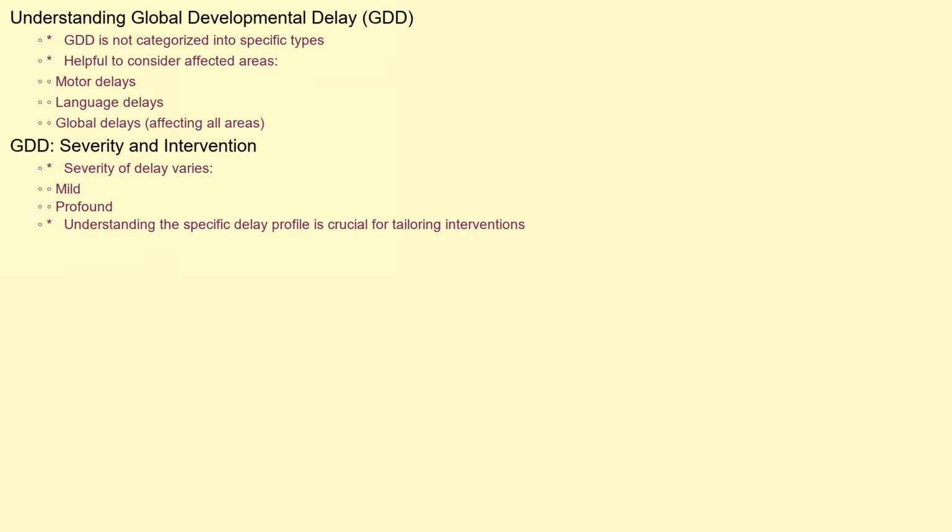While GDD isn't categorized into specific types in the same way as some other conditions, it's helpful to think of it in terms of the areas most affected. For instance, a child might have primarily motor delays, primarily language delays, or a more global delay affecting all areas equally. The severity of the delay can also vary greatly from mild to profound. Understanding the specific profile of delays is crucial for tailoring interventions.